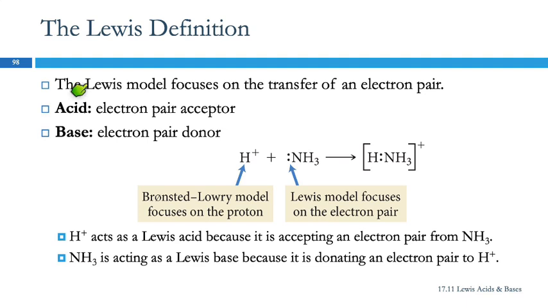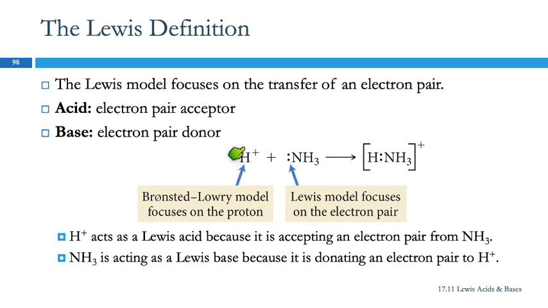So the Lewis model is looking at the transfer of an electron pair. The Bronsted-Lowry model focused on transferring a proton. The Lewis model focuses on the electron pair. So here, we should recognize, okay, well, NH3 is a base. It accepts the proton. That's the Bronsted-Lowry definition. But we can also explain it in terms of the electrons.